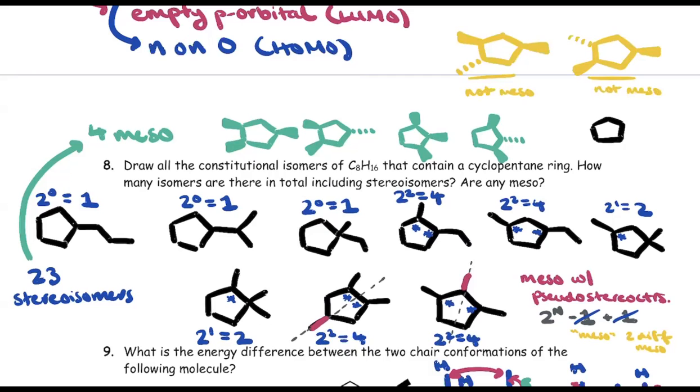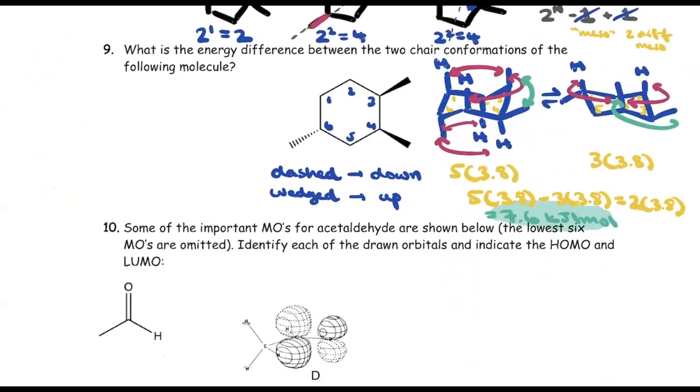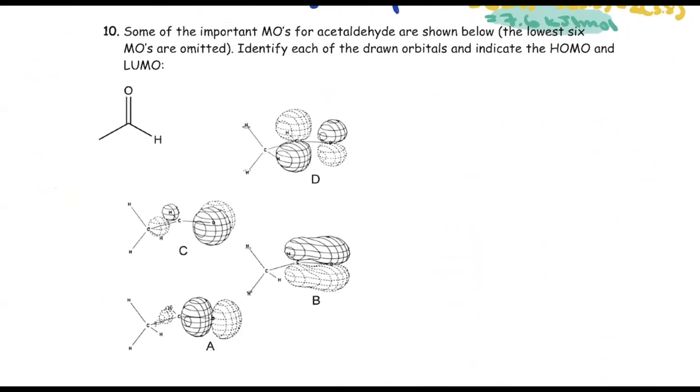Okay, I'm going to go down to the MO problem now. It says some of the important MOs for acetaldehyde right here are shown below. The lowest 6 MOs are omitted. I think for an exam question, this would be very useful to highlight, so that you're not accounting for those. Identify each of the drawn orbitals and indicate the HOMO and the LUMO.